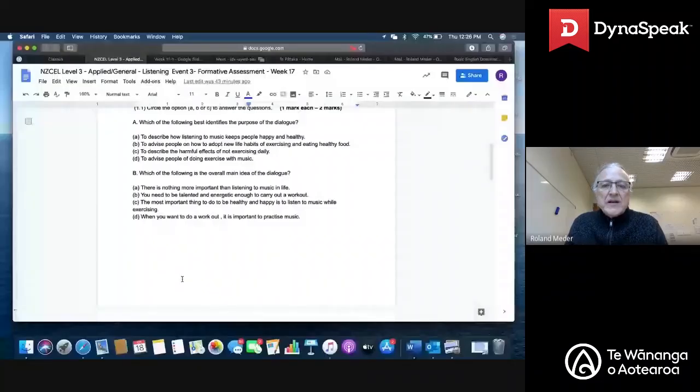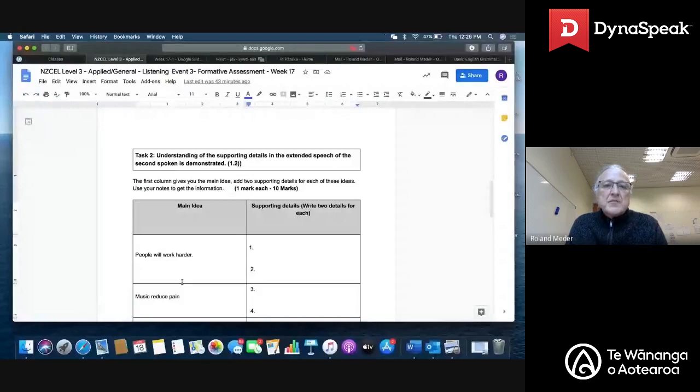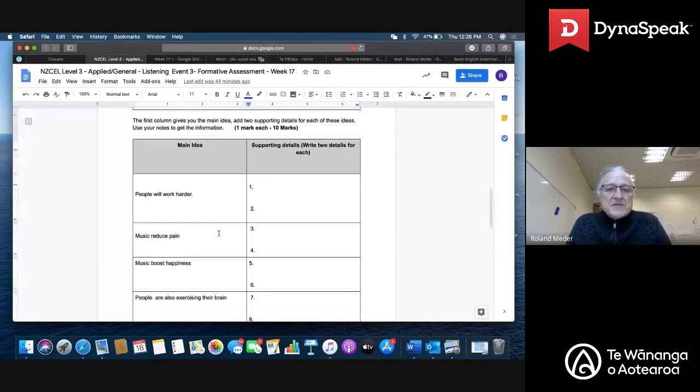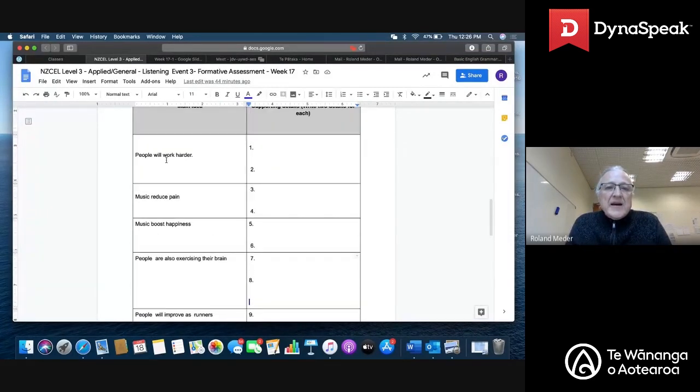All right, next one. This is the understanding of the supporting details is demonstrated. So here you have the main ideas, and you need to give some supporting detail. Now, remember, supporting detail can be an explanation, something that explains why people work harder. Again, we listen to the context. Why will they work harder? All right. Maybe you can give a reason. Maybe you can give an example.